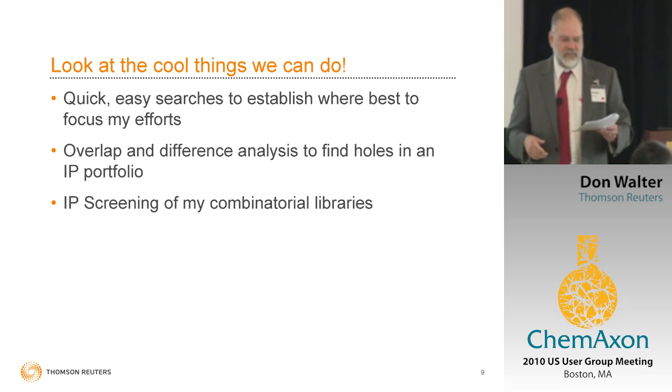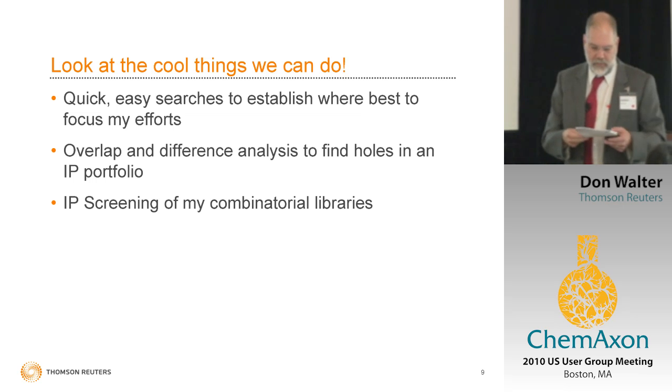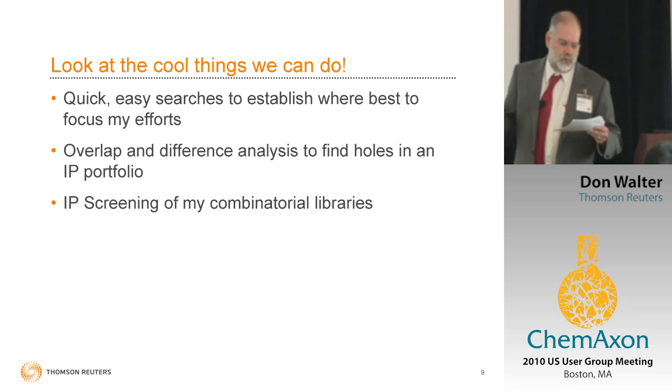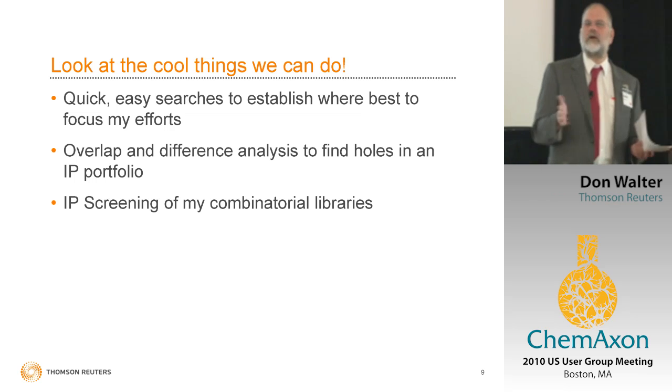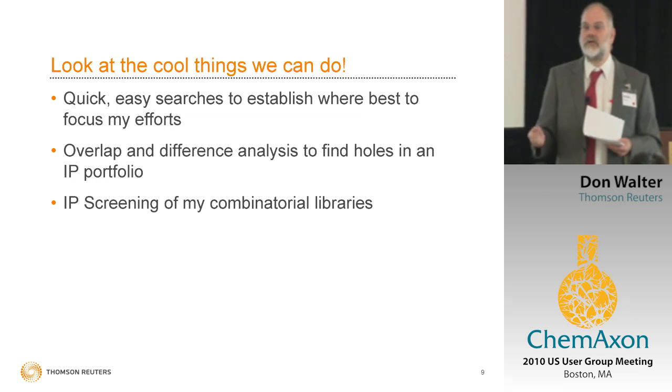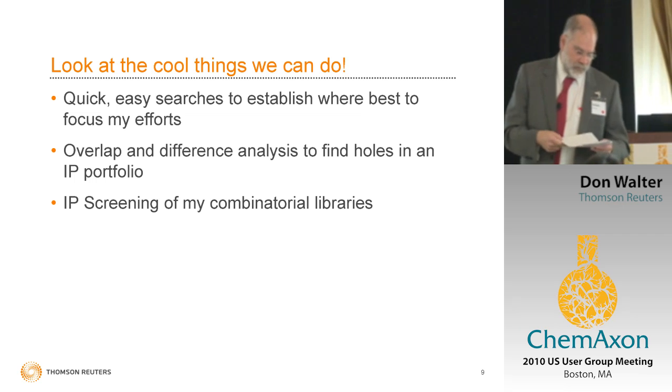So what are some of the things that the Merged Markush system on ChemAxon can do? It's an easy way to establish where to best focus my efforts. I said before, if I'm a drug company, I'm not going to develop any drug unless I can patent it. So I want to make sure that I avoid the patents that are already out there.